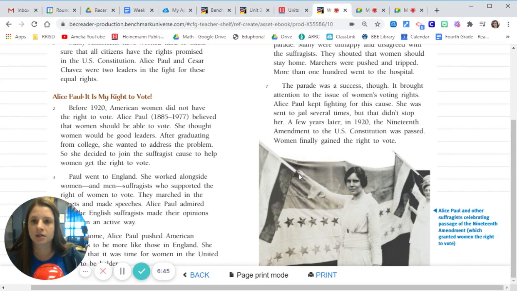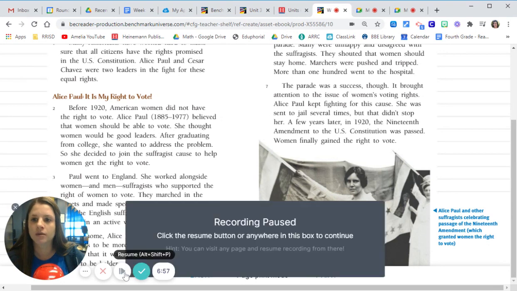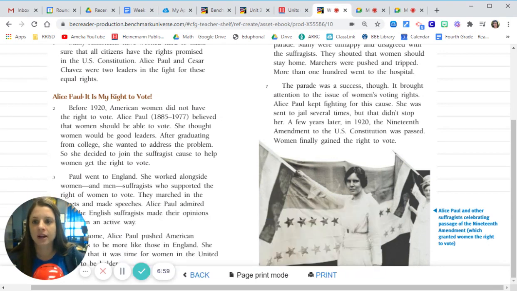Paul went to England. She worked alongside women and men, suffragists who supported the right of women to vote. They marched in the streets and made speeches. Alice admired how the English suffragists made their opinion known in an active way. Back home, Alice Paul pushed American suffragists to be more like those in England. She believed that it was time for women in the United States to be bolder.